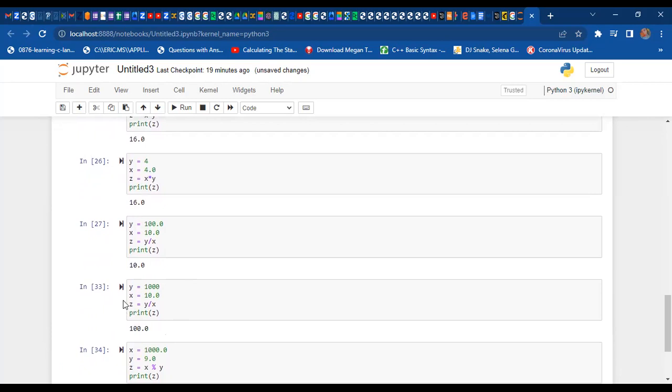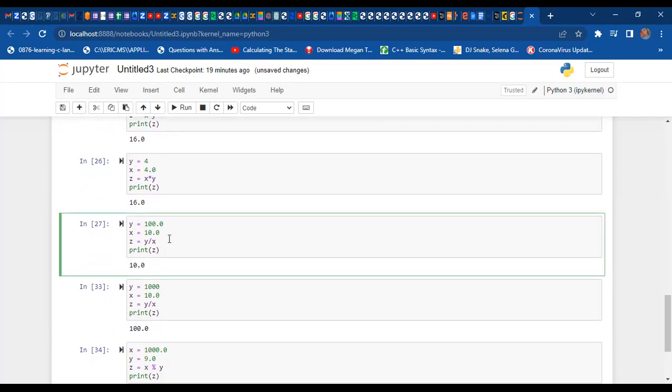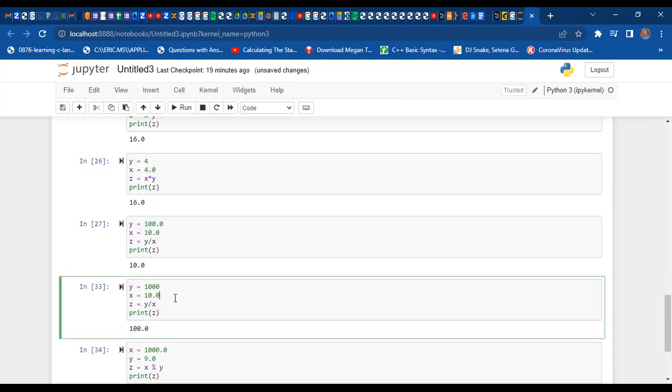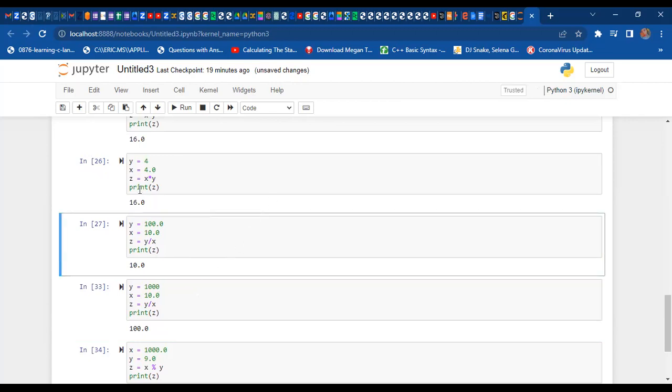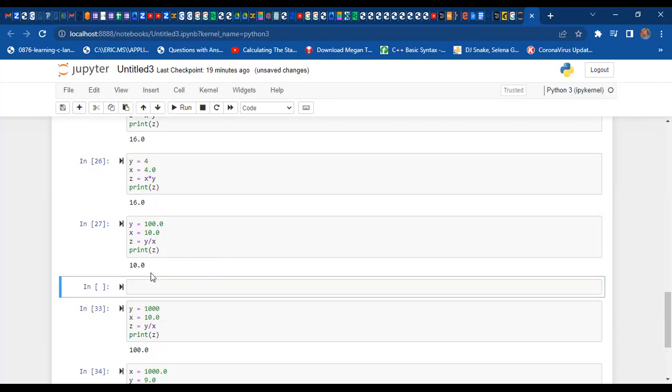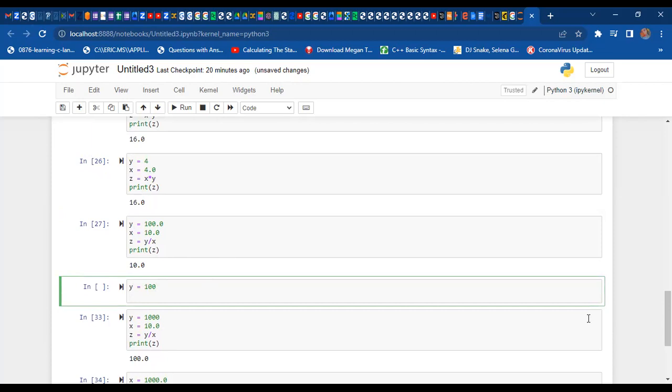So this is 10.0. If we divide an integer and an integer, we still get a float. Sorry, I got lost. So let me add an integer cell here. With a normal division, when doing an integer, we will get a float. For example, y is equals to a float. Always. Now, you use the integer division, that is a special type of division that gives you an integer.